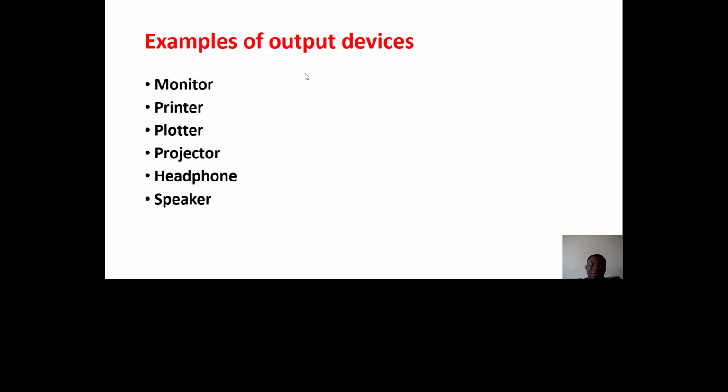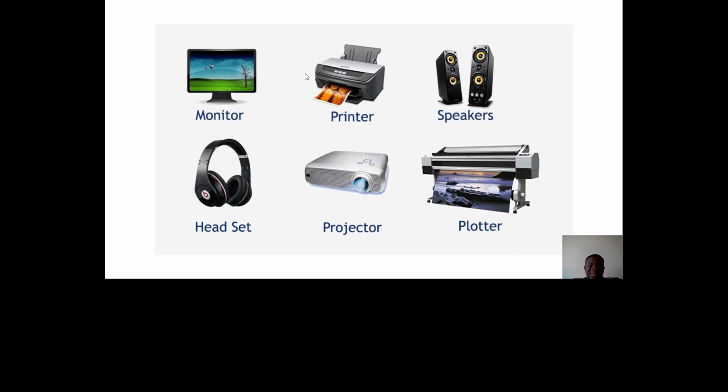monitor, printer, and plotter. The monitor displays in the form of a screen. The printer gives printed information. The plotter is similar to the printer, but it is used to print large materials. You have the projector for projection. You have the headphones, so you can use them to listen to music or any sound. You have the speaker, similar to the headphone. These are examples: monitor, printer, speakers, headset, projector, and plotter.